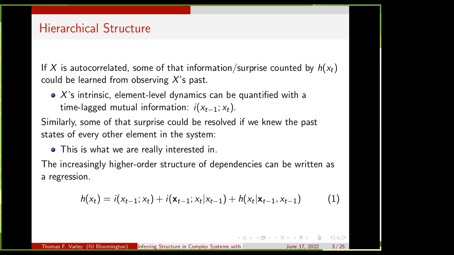And you can model this increasingly higher order structure as what Joe Lizier calls an information regression, okay? And so this is the formal way that we can pull apart our entropic onion, and there will be an onion figure here in the next slide or two.